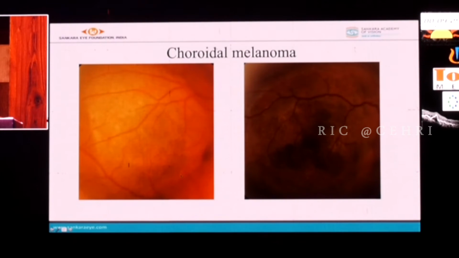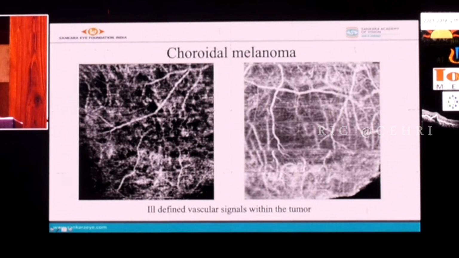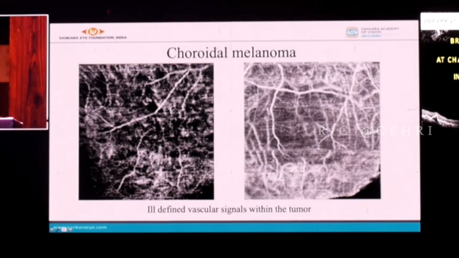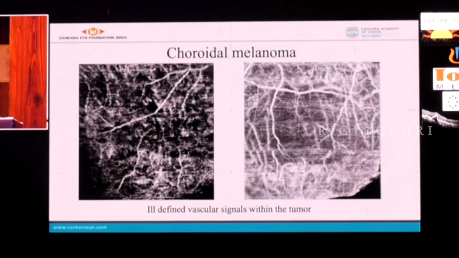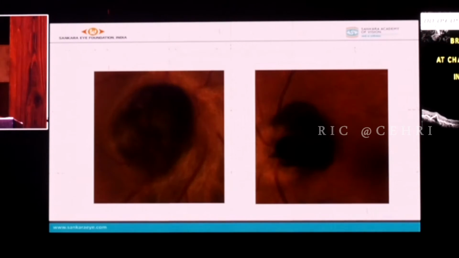Here are two different types of melanoma, one much less pigmented and one much more pigmented. You can see the vascularity here. Melanomas have irregular vascularity inside. They are not very well arranged. They may have vascular loops. Vascular loops are of prognostic significance in melanoma, but we are not yet at the stage of making out those vascular loops. But you can see distinctly different types of vasculature, which is not arranged in any particular pattern within the melanoma. So OCTA helps us differentiate between the two tumors.